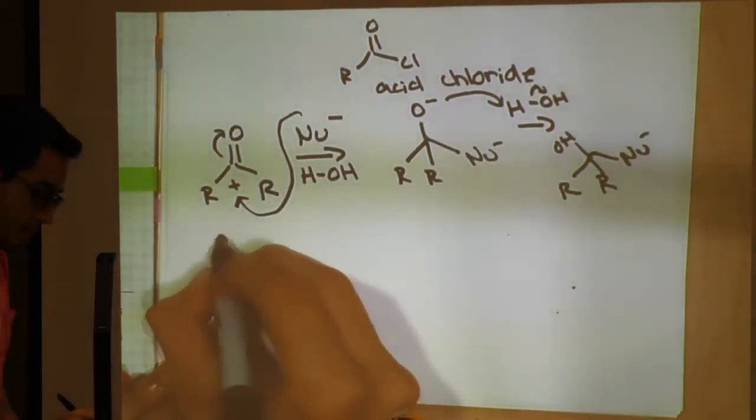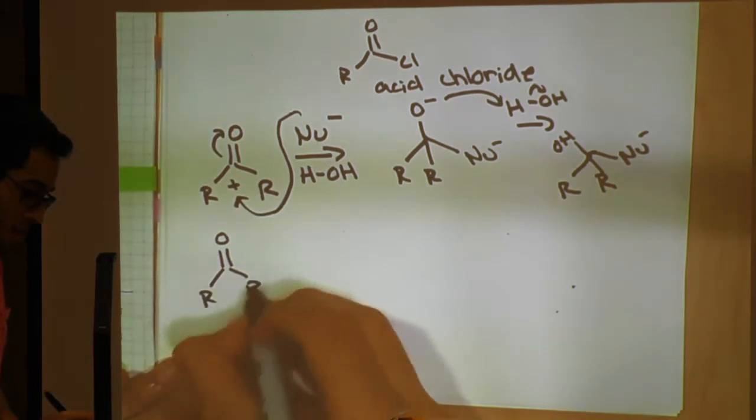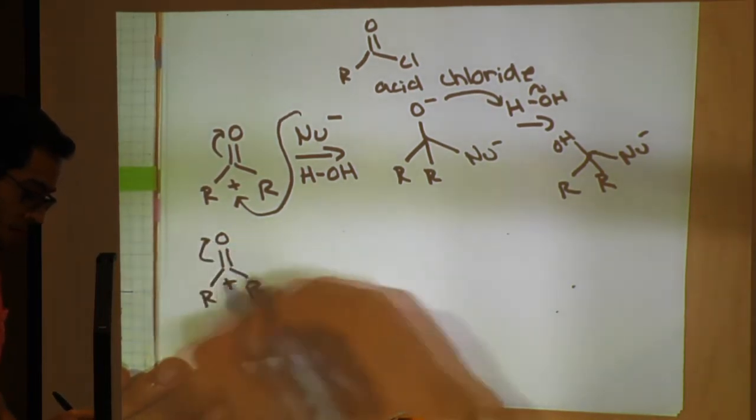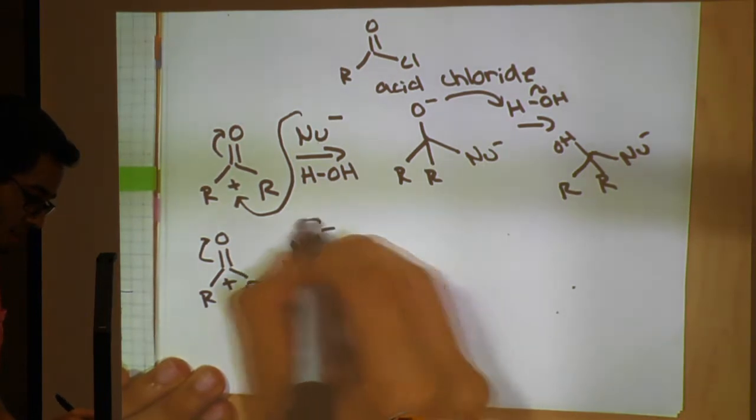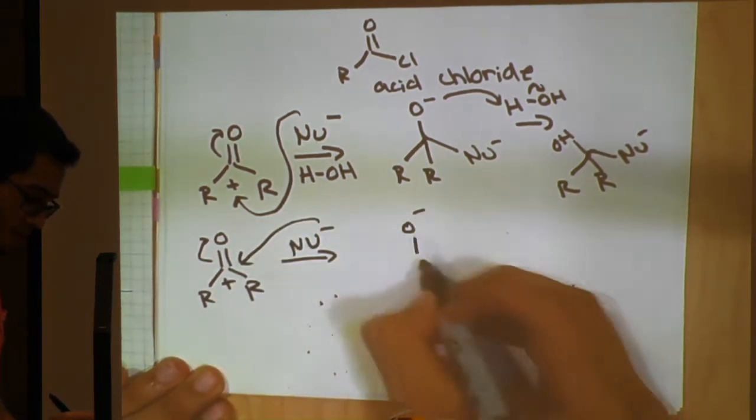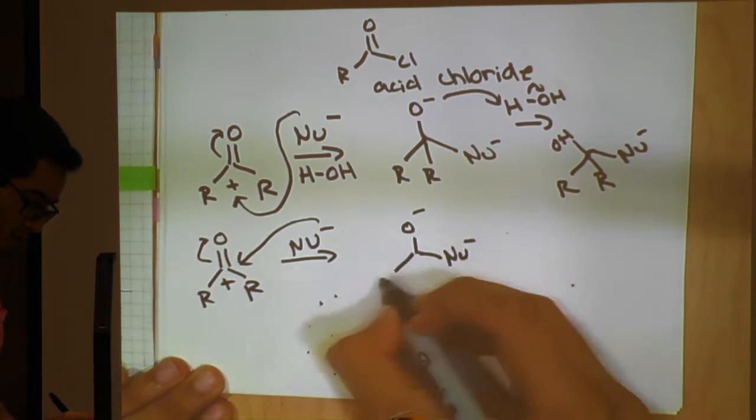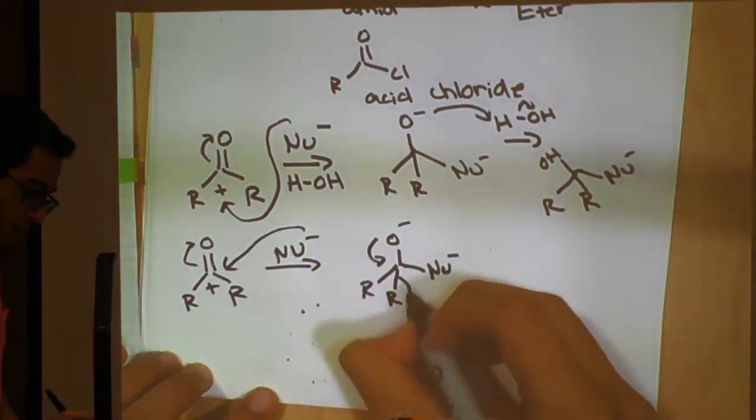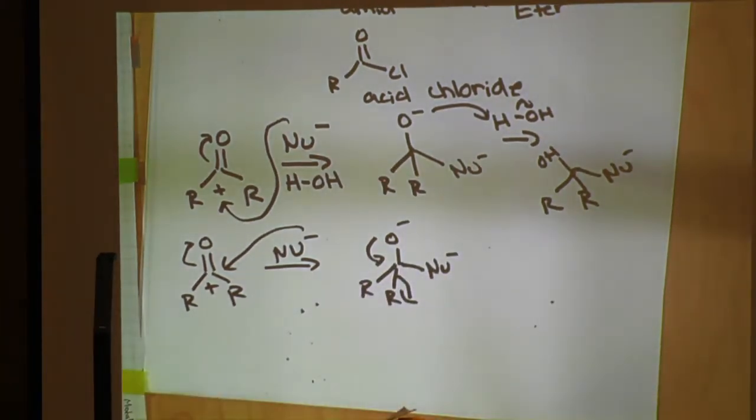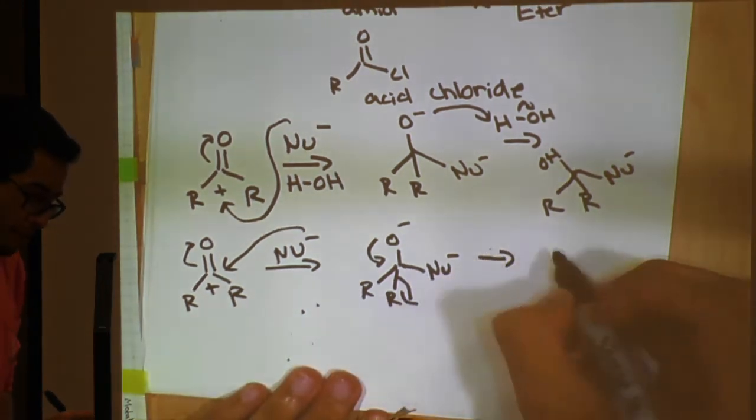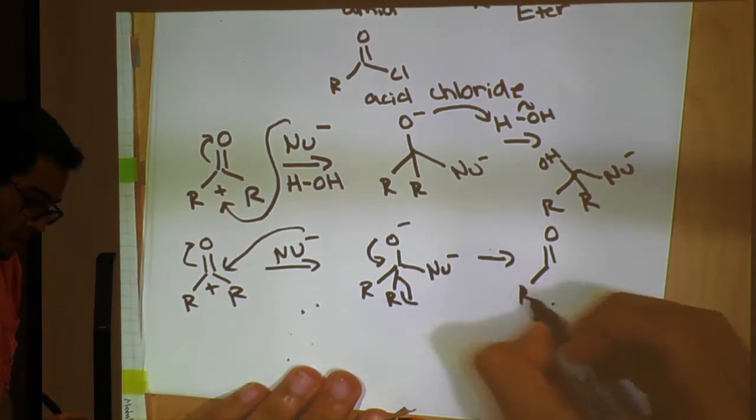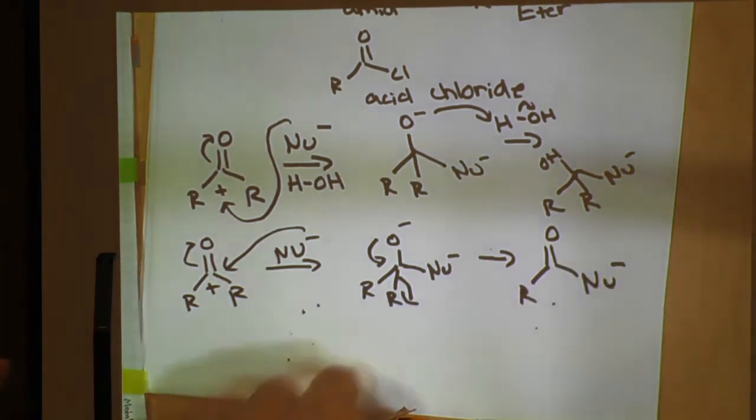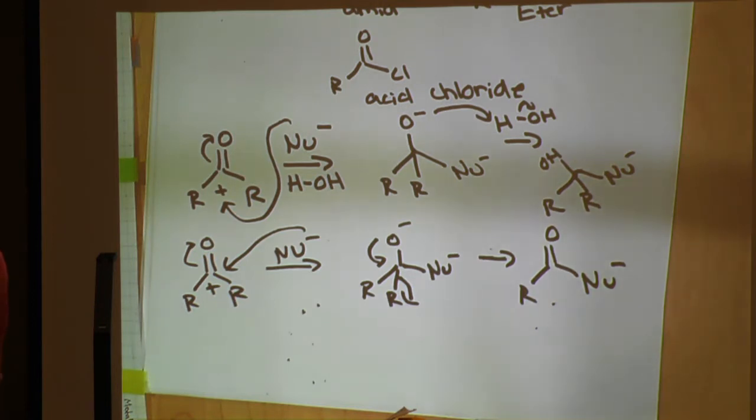So this is if water is present. If water isn't present, we have the same reaction, where we go ahead and create that. Then when this comes back down, if one of the R groups is a better leaving group than the nucleophile, it will be booted off and we're left with that. So it's good to keep in mind the relative strengths of leaving groups.